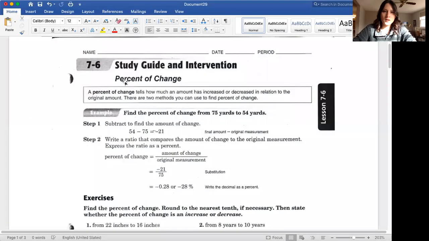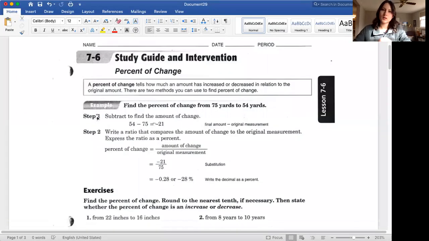Hi guys, this is the video for chapter 7, lesson 6. So in this lesson, we are taking a look at finding the percent of a changed amount.